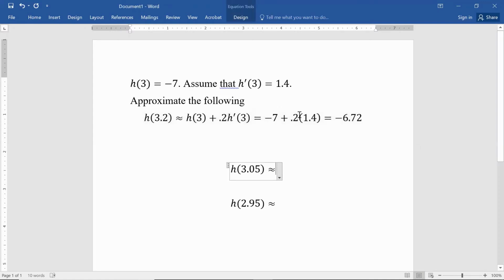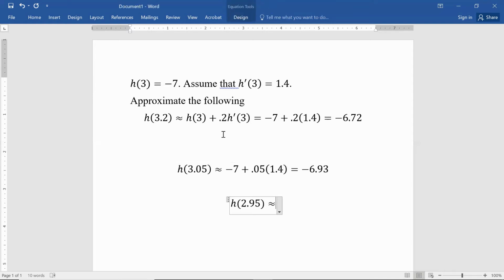When we want to approximate h at an x value of 3.05, we do the exact same thing. We put in the output of h at 3 plus 0.05 times the rate of change. So that's -7 plus 0.05 times 1.4. And you end up with a -6.93.